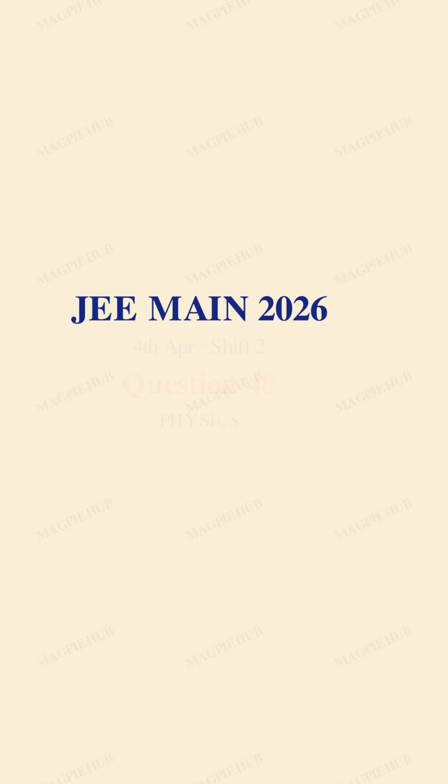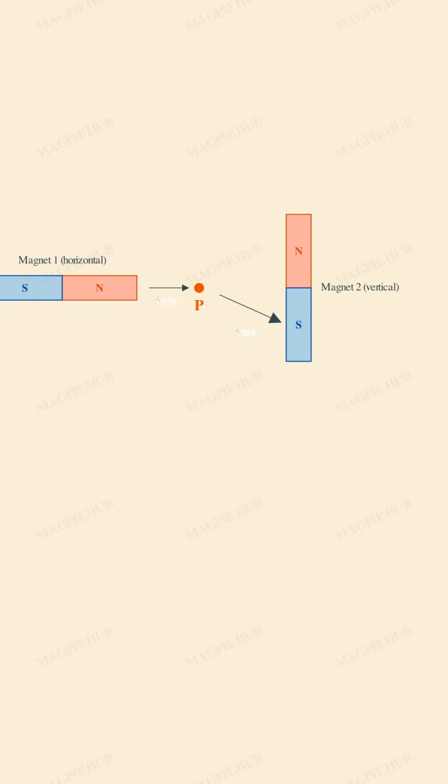JEE 2026, 4th April Shift 2, Physics, Question 48. Two identical bar magnets are placed with their centers 10 cm apart, with their axes perpendicular to each other. Point P is exactly at the midpoint between them.